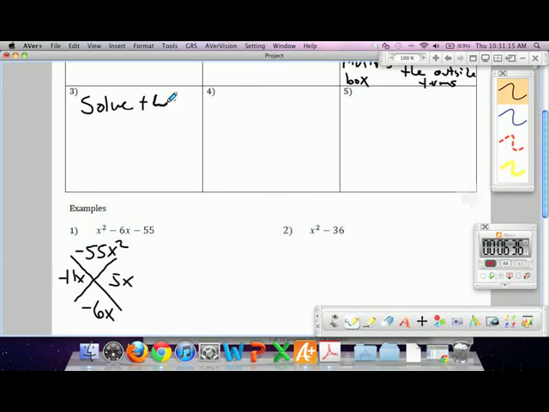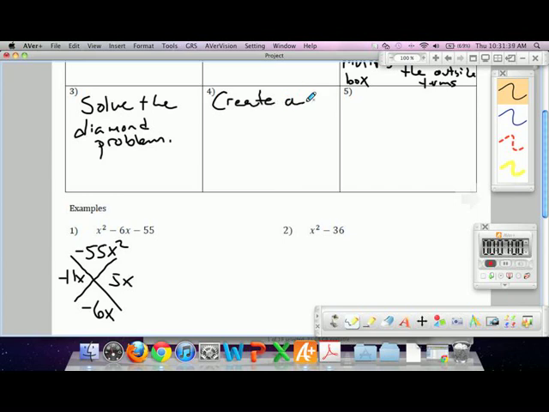Okay, solve the diamond problem, which most of you have already done. Negative 11x and 5x multiply to negative 55 and add up to negative 6x. Now we're going to use our box, so we're going to create a box diagram.